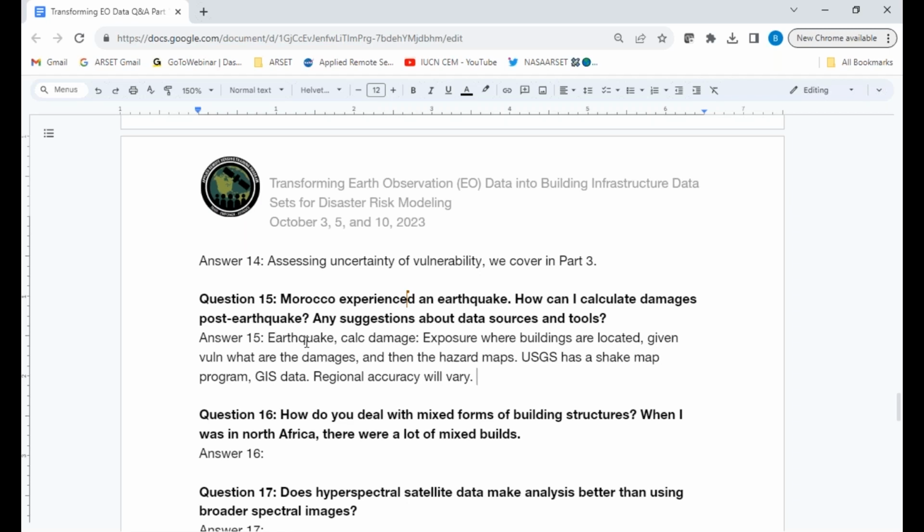GEM, the Global Earthquake Model, does have tools that can be used for earthquake damage analysis. So that might be a source to look into. USGS for hazard, and GEM can be used for looking into the calculation. I think it's called OpenQuake. Yeah.